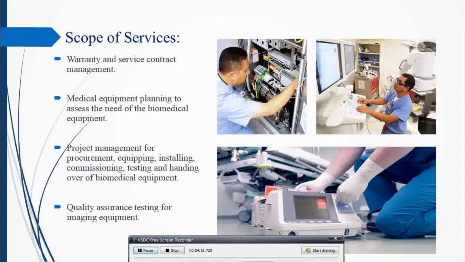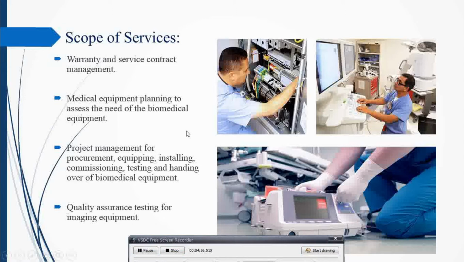Last but not least, quality assurance. Quality assurance testing for imaging equipment. Imaging equipment comes in various types, but there is also a process of quality assurance. We need to make sure that the equipment is working and giving the desired output. The equipment is calibrated and is giving us the correct parameters and readings from the imaging results and imaging processes. So that's another part.